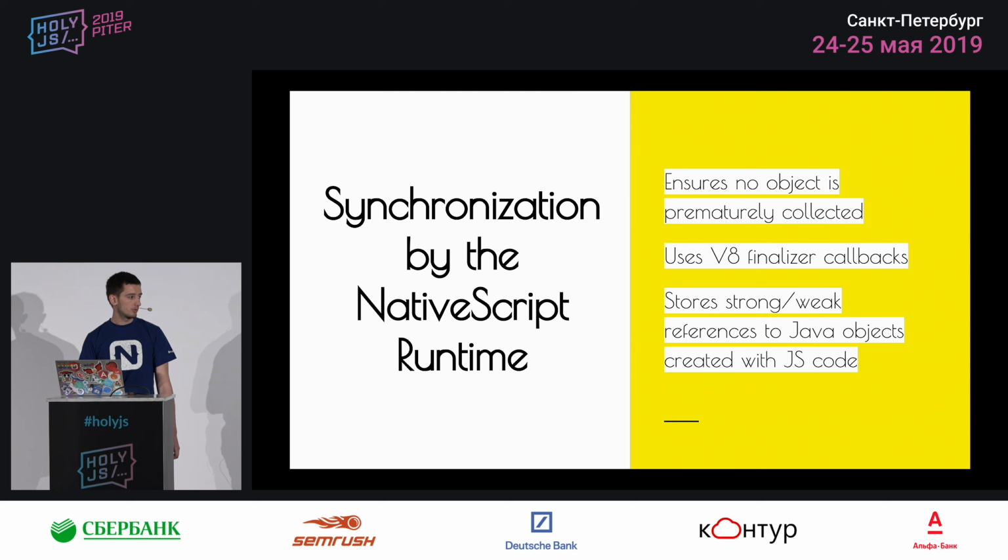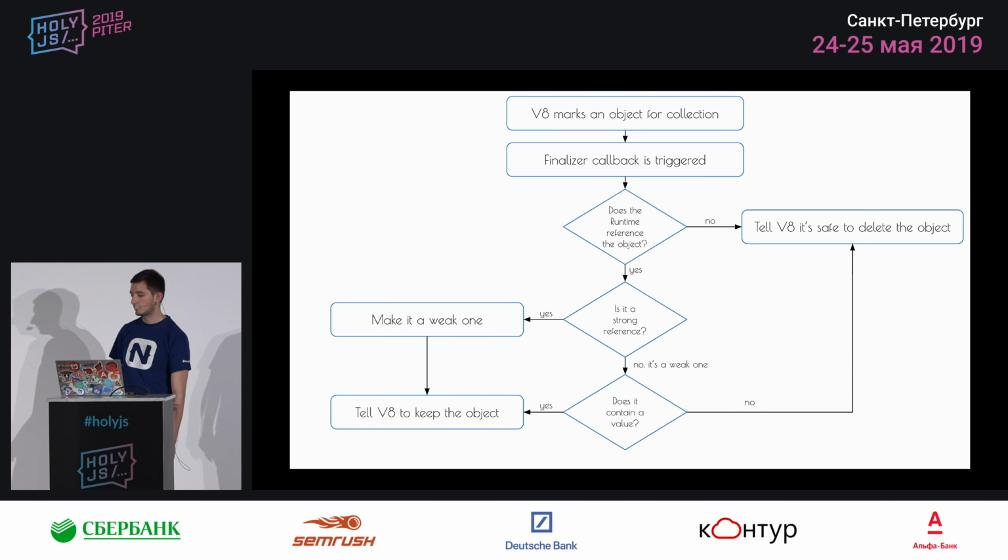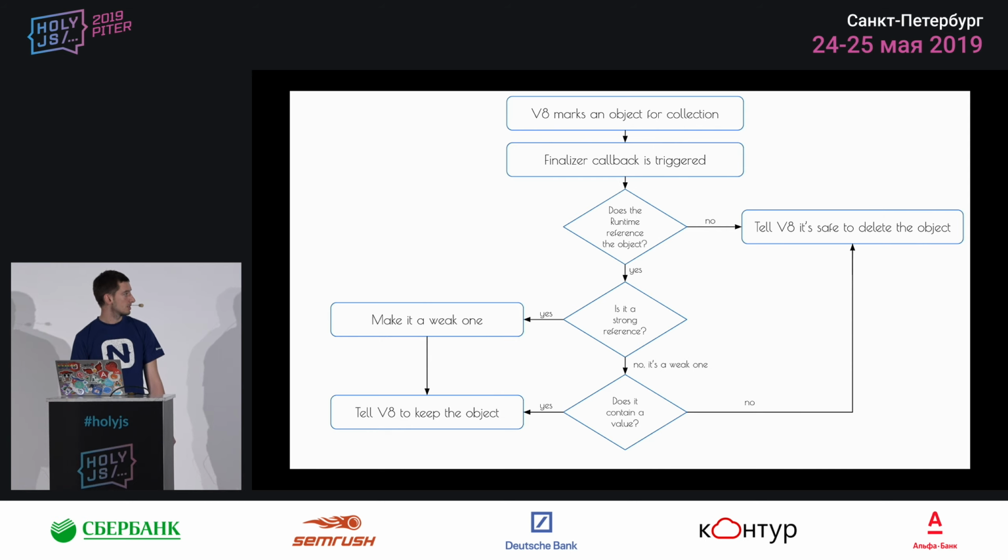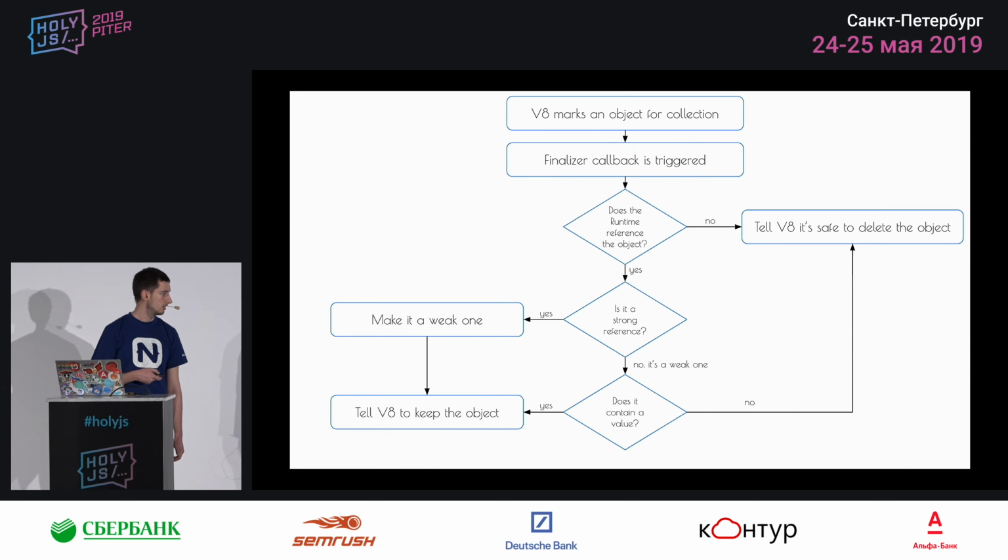Also, every time we create an instance of a class, we store a strong reference to it in an internal collection of ours. And we're going to discuss strong and weak references a bit later. Let's take a look at what happens when V8 initiates a garbage collection. So it determines that an object is dead for V8. It calls its finalizer, and the execution is delegated to NativeScript. So we check if we have a reference for it. Initially, we see that we have a strong reference. So we make it weak and tell V8 to keep the object alive.